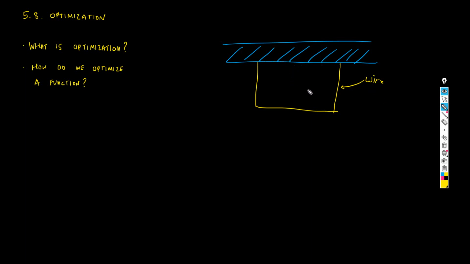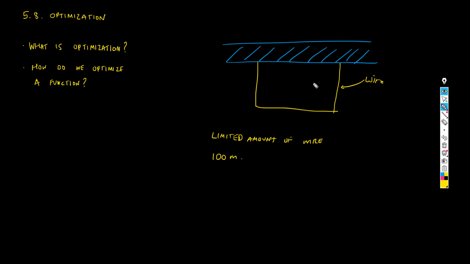Okay, so you have wire, and let's talk about the restrictions. You only have a limited amount of wire. Let's say you have 100 meters of wire total. That's it. And you want to put it around here. That's it. Okay, fine.